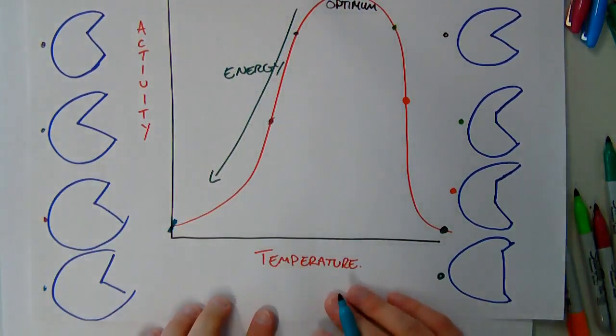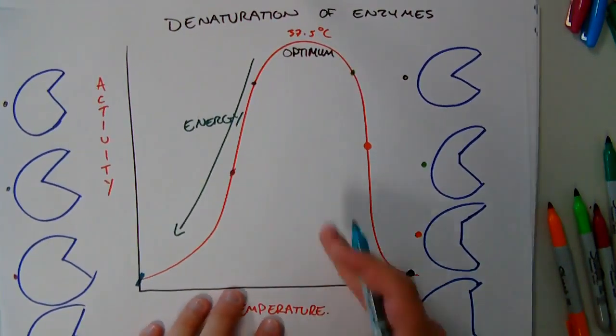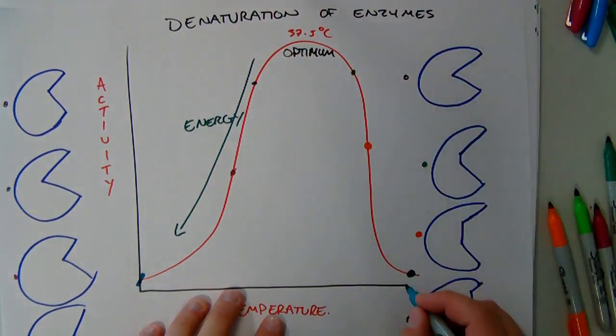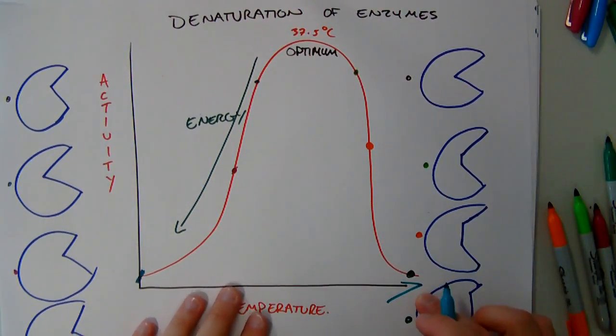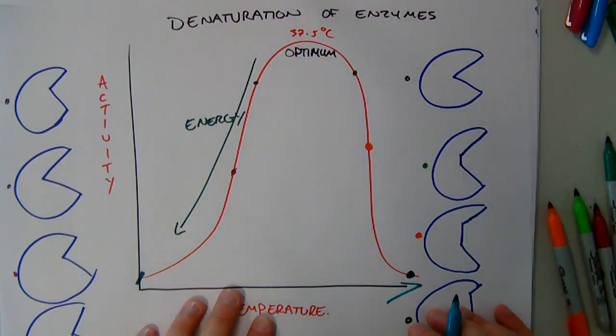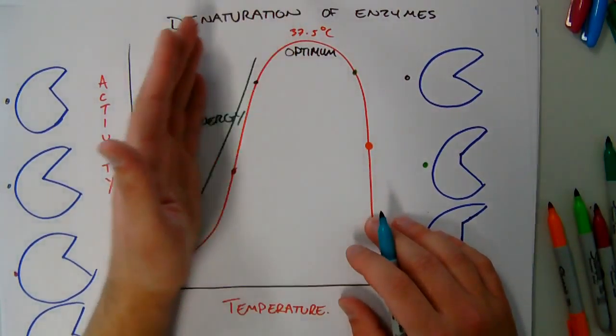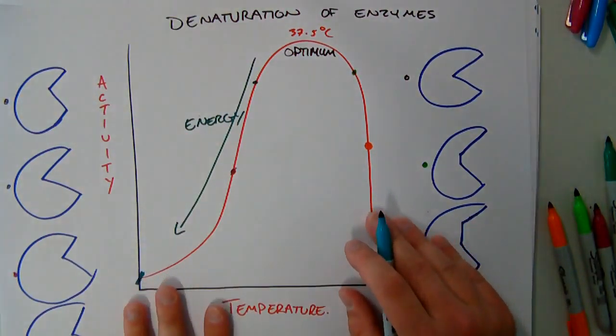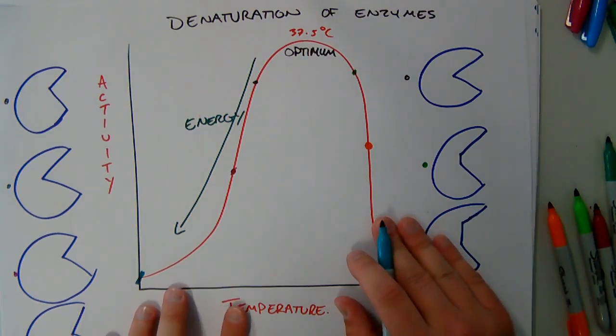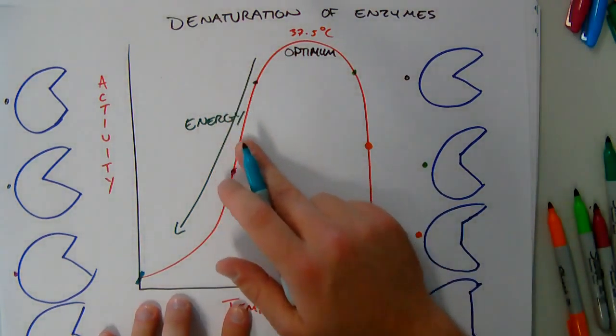Alright? So, to the right, as you increase your temperature, you're denaturing your enzymes. You're changing the shape of your active site. To the left, as you decrease temperature, you're decreasing the amount of energy that is available for my enzymes to work, so you get their activity decreasing.